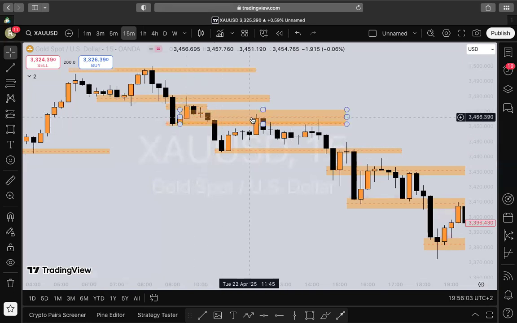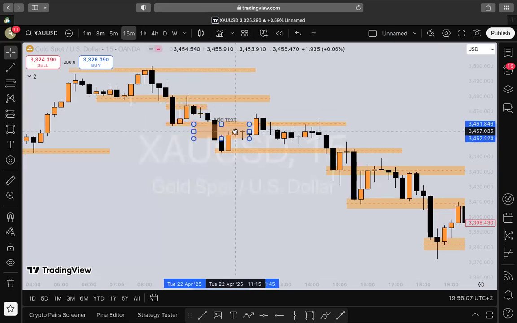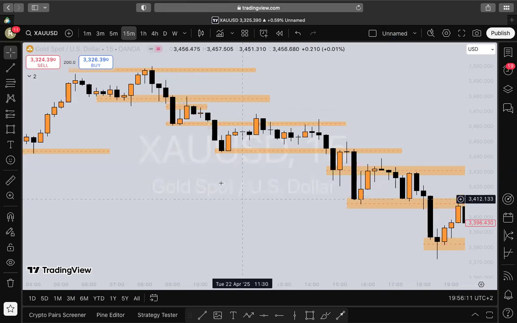Here is your fair value gap. Let me mark out the fair value gap. Let me remove this so that you can see nicely. You see? Here's your OB. Here's your fair value gap.